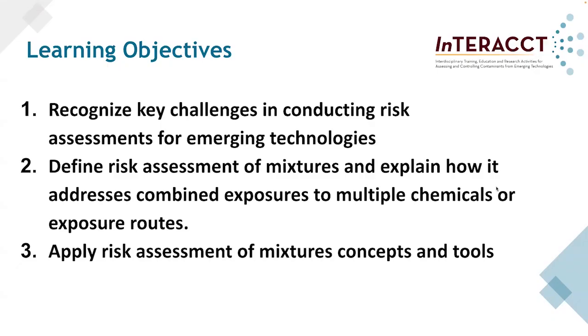In this module, we will cover 5 key learning objectives. We will define what a chemical mixture is and describe different types of mixtures and outline the unique challenges that come with assessing risks from multiple chemicals. We will also compare different approaches to mixture risk assessment and look at examples in occupational and environmental settings. By the end of this module, you should be familiar with how to frame and approach mixture risk problems systematically.